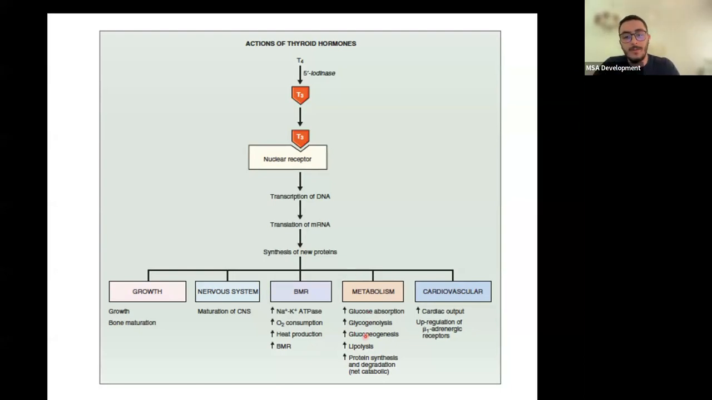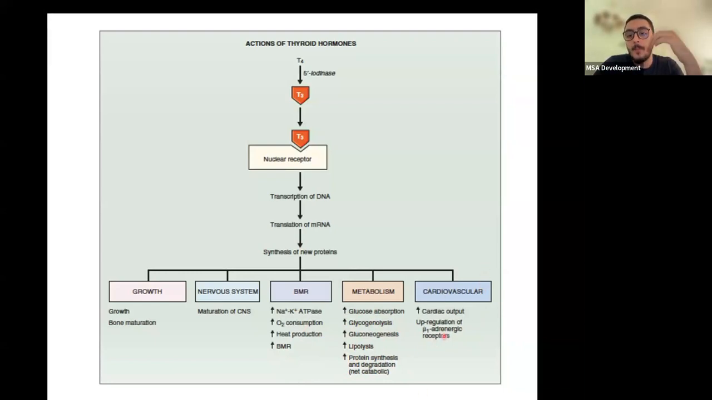On metabolism, or in the liver, basically, it increases glucose absorption. It also increases glycogenolysis, gluconeogenesis, and lipolysis. And it also increases protein synthesis and degradation. Remember these four: glycogenolysis, breaking down glycogen; gluconeogenesis, creating glucose from nothing; lipolysis, breaking down fat to use it as energy; and protein synthesis. They are catabolic effects. So the net effect of thyroid hormone is catabolic, not anabolic. Catabolic.